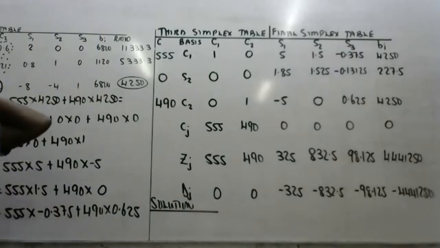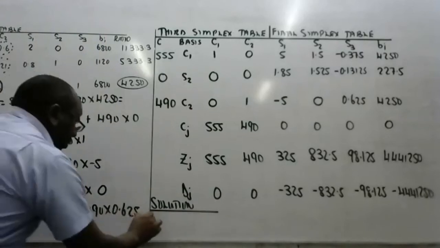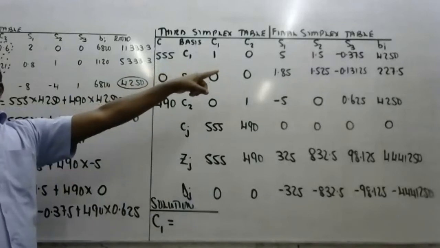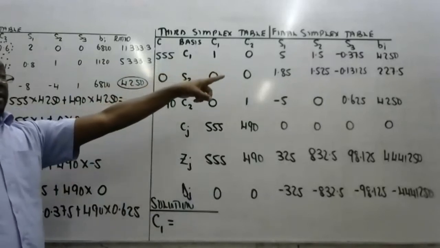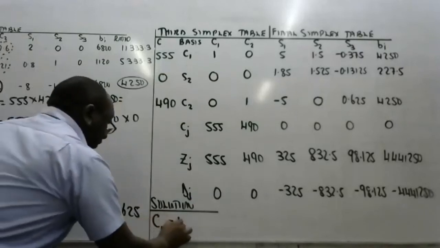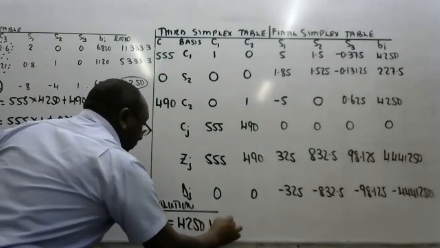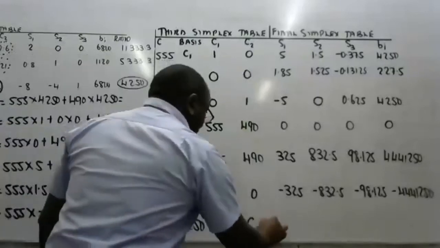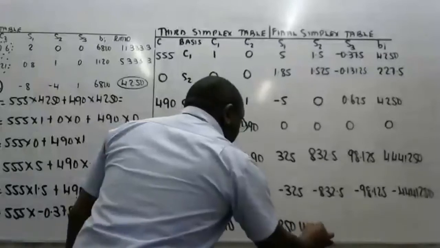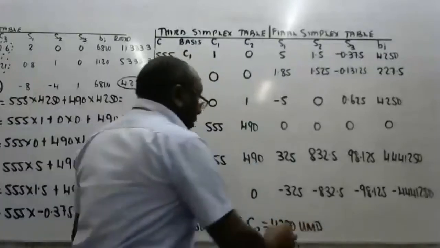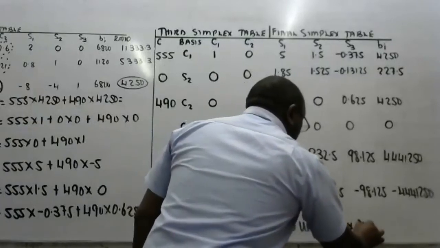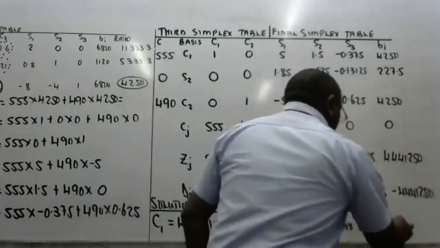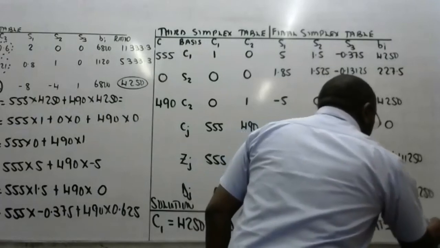We had two products, C1 and C2. So C1, you come here in the basis column, you rush to the end, check it has how many units? 4250. 4250 units. C2, you rush to the end, you find it also has 4250 units. And maximum profit. Maximum profit, I told you, it is this value that is here at the end. 441,250.